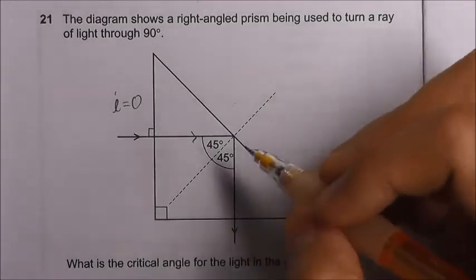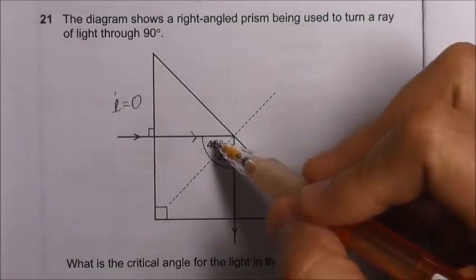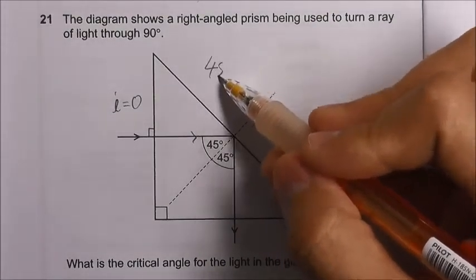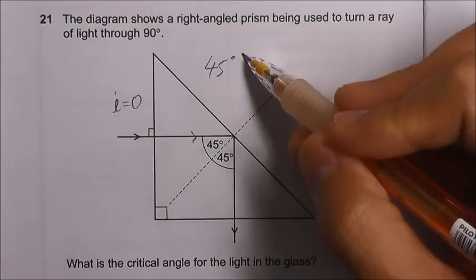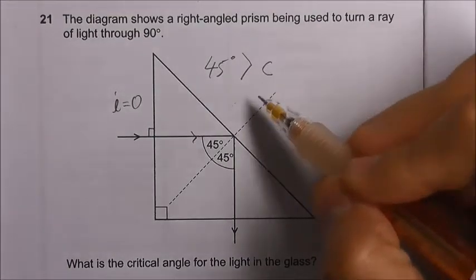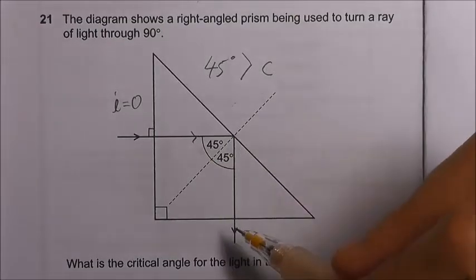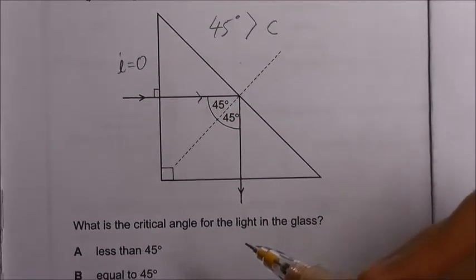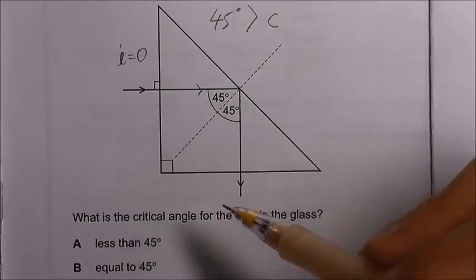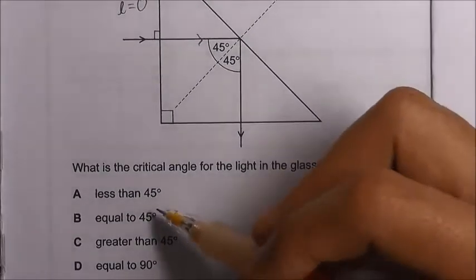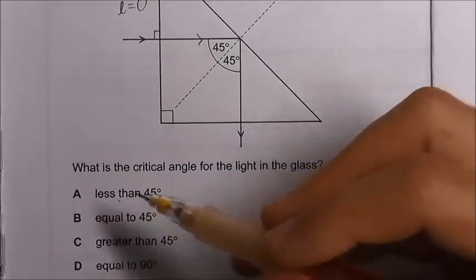So with this, we can conclude that this angle of incidence here, 45 degrees, must be greater than the critical angle in order for total internal reflection to occur. So we look at the options. What is the critical angle for the light in the glass? It has to be lesser than 45 degrees.